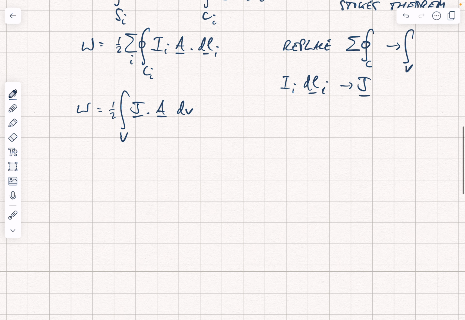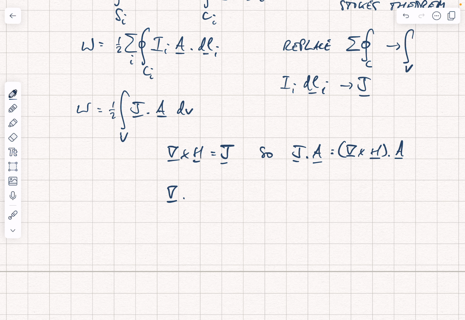We can actually go further and convert this into an expression involving B and H. So first of all, we're going to say that we've got curl of H is equal to J, and so we find that J dotted with A is written as curl of H dotted with A. Now we're also going to use the following expansion. The divergence of a cross product, div of A cross H, is H dotted with curl A minus A dotted with curl H.